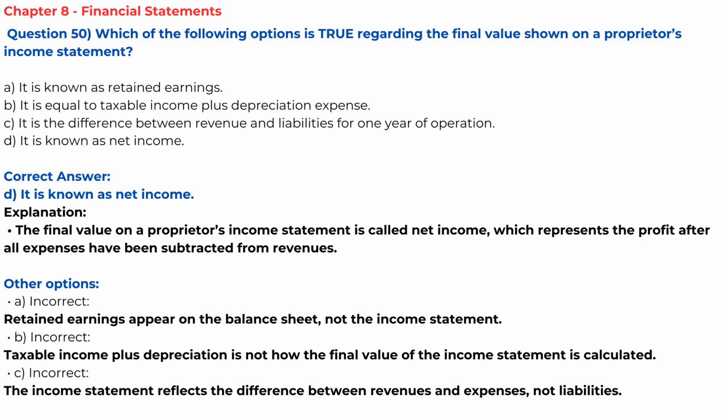Explanation: the final value on a proprietor's income statement is called net income, which represents the profit after all expenses have been subtracted from revenues. Other options: A, incorrect. Retained earnings appear on the balance sheet, not the income statement. B, incorrect. Taxable income plus depreciation is not how the final value of the income statement is calculated. C, incorrect. The income statement reflects the difference between revenues and expenses, not liabilities.